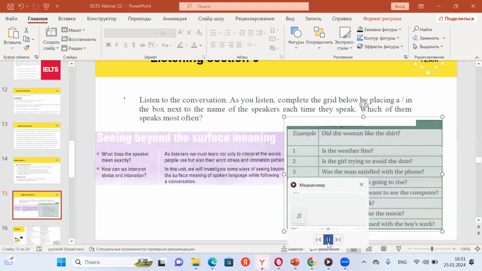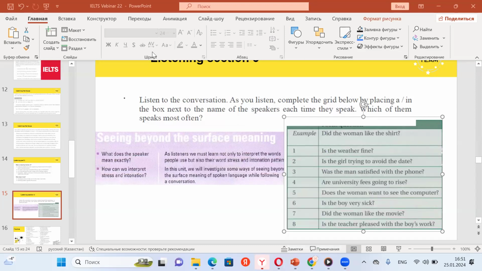Задание само по себе называется Fantastic. Understanding beyond the surface. Да? То есть in Russian we call it читать между строк или слушать между строк. In English we call it seeing beyond the surface meaning. Да, то есть surface — это поверхность, beyond — это под, да, видеть смысл под поверхностью, то есть читать между строк. Мы хотим узнать, what does the speaker mean exactly?